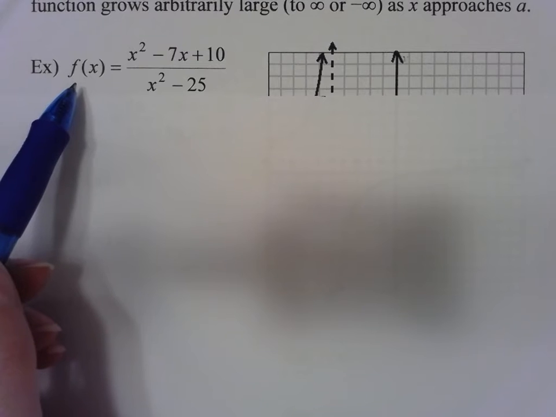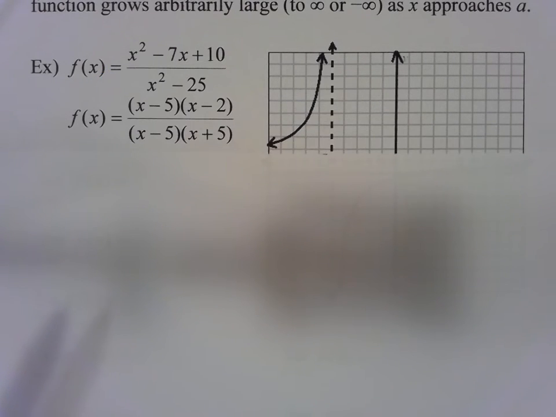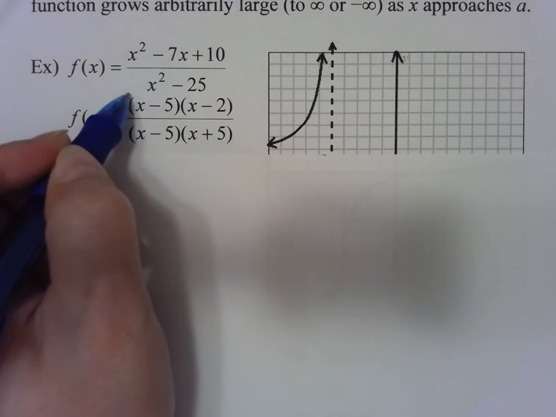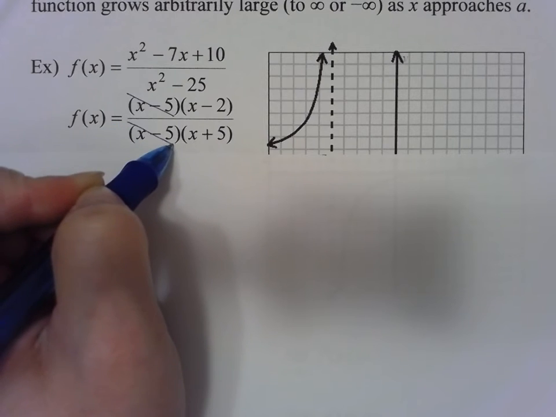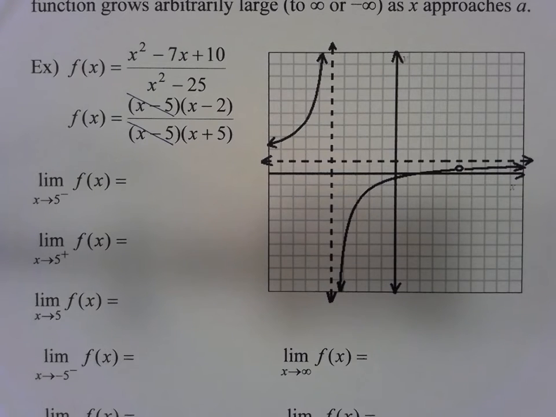To be able to graph it, we've got to factor, right? So I did that for us. And then notice I have x minus 5 in the top and x minus 5 in the bottom, so I can cancel those out. I didn't write much else there. I just wrote a bunch of limits.